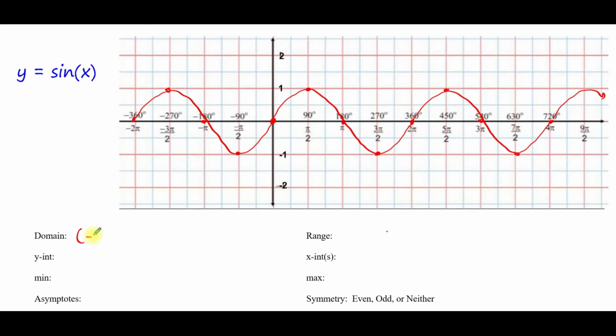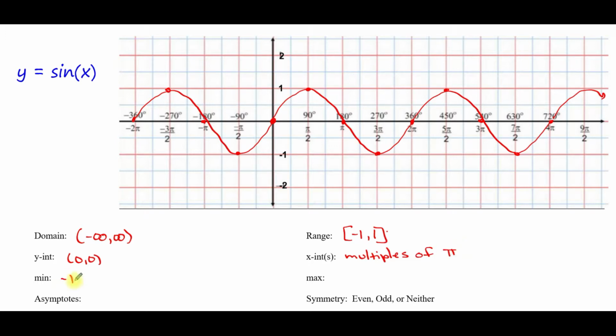So my domain is all real numbers. The graph goes left and right forever. My range is just the values between -1 and +1. My y-intercept is that point 0, 0. We have multiple x-intercepts, and our x-intercepts are at 0, at pi, at 2 pi, at 3 pi, at -pi. So we're going to refer to that as multiples of pi.